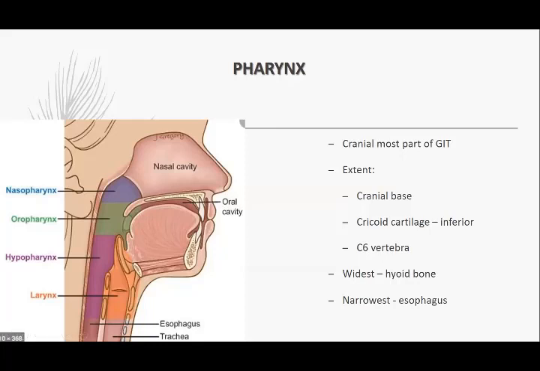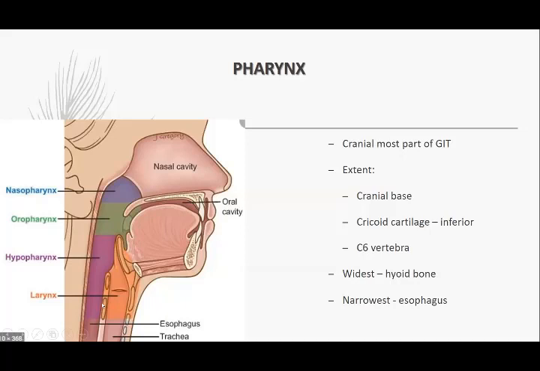So it's a muscular tube. It's the cranial end or the superior end of the gastrointestinal system, and in fact, the widest part of the gastrointestinal system. It extends from here, from the base of the skull. ये base ही आप समझ लीजिए. Base of the skull and goes down.